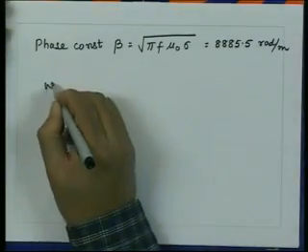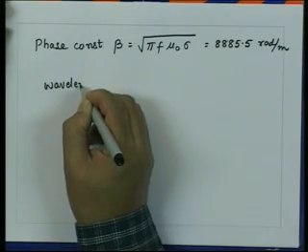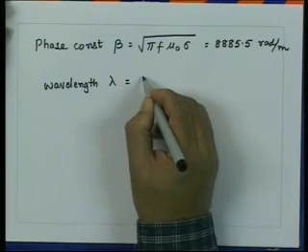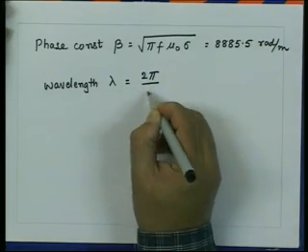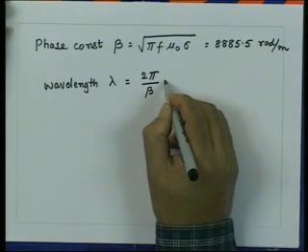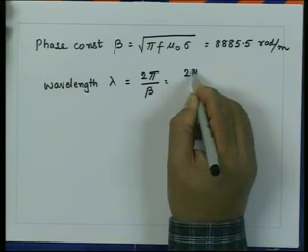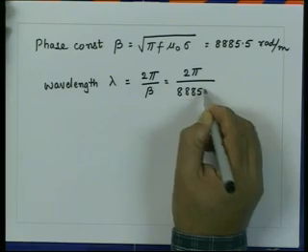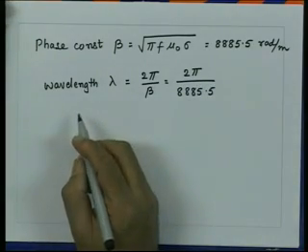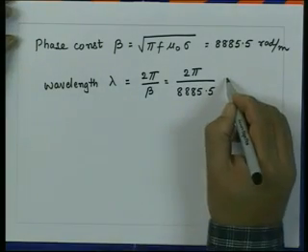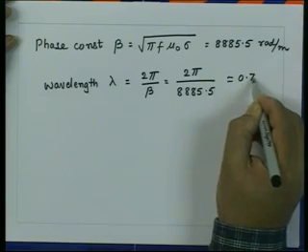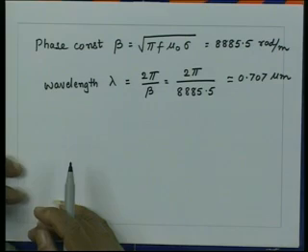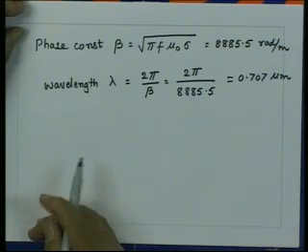And therefore, we get the wavelength lambda, which is 2 pi divided by beta, is equal to 2 pi divided by this quantity 8885.5 per meter. So, that gives you approximately 0.707 millimeter.